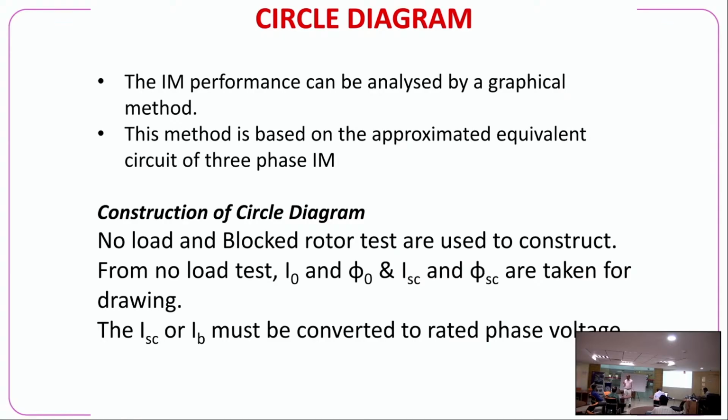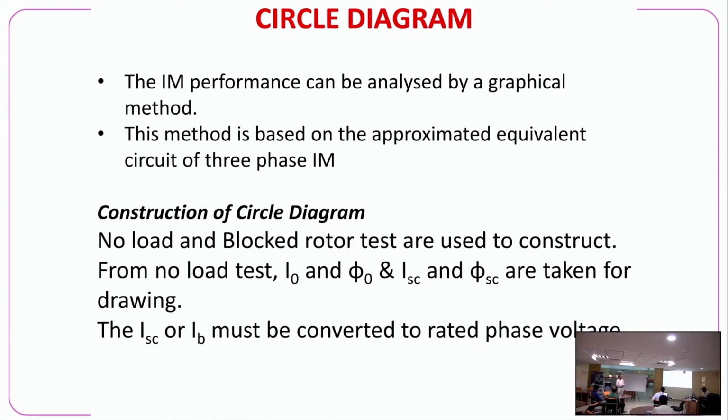A rated machine has a rated current. Maximum we can go to 120% of the rated current. If rated current is 100 ampere, we can maximum apply 120 ampere, not more than that. 20% overload we can do, not more than that. So under short circuit condition, to get the rated current, we require a small voltage. But for the circle diagram, we want the short circuit current at rated voltage.